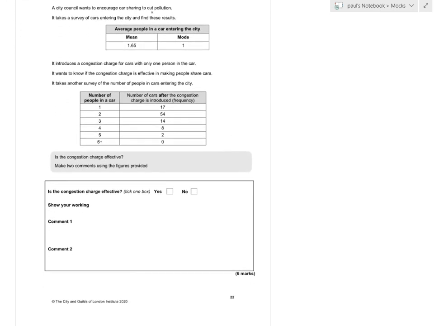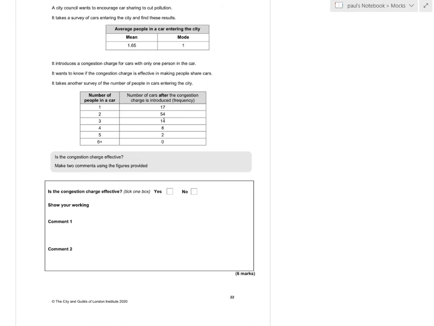The City Council wants to encourage car sharing to cut pollution. It takes a survey of cars entering the city, then introduces a congestion charge for cars with only one person in them. It wants to know if the congestion charge is effective. Here's another survey of people entering in cars after.